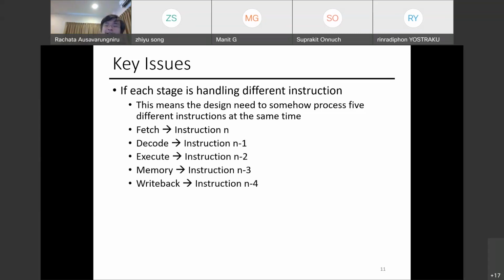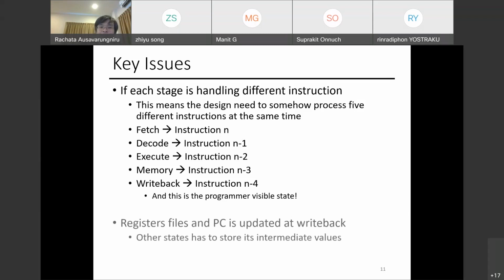And the one that the programmer sees, if I'm coding something in assembly and I run it on the CPU, I will see what happened after I finish write back, because that's the programmer visible state. That's when I finish running this instruction. It has to finish write back. All right, so you have to update the register file with your output and update the program counter at write back. But somehow you have to store these intermediate values, right? Somehow you store these intermediate values.